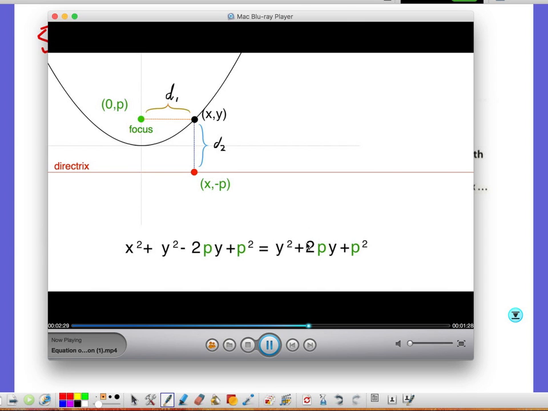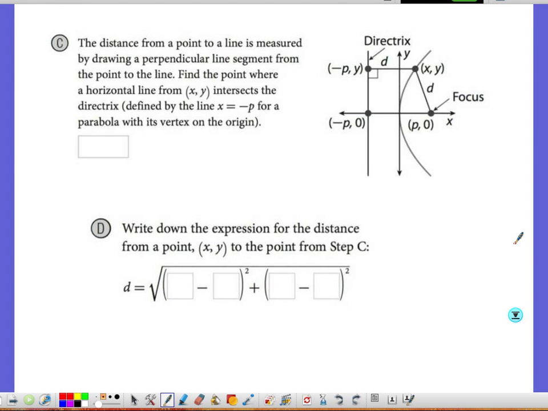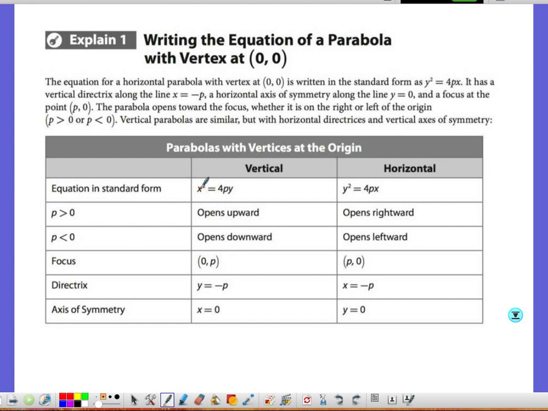We need to expand the parentheses by distribution. Here we need to cancel out like terms, move everything to one side, and take a look here. The equation for a vertical parabola is going to be x squared equals 4py. And so when we take a look at our table here, this is exactly what we get. We get that the equation for a vertical parabola is x squared equals 4py.